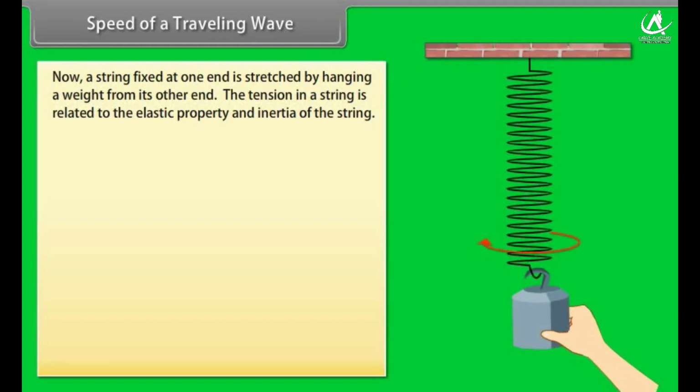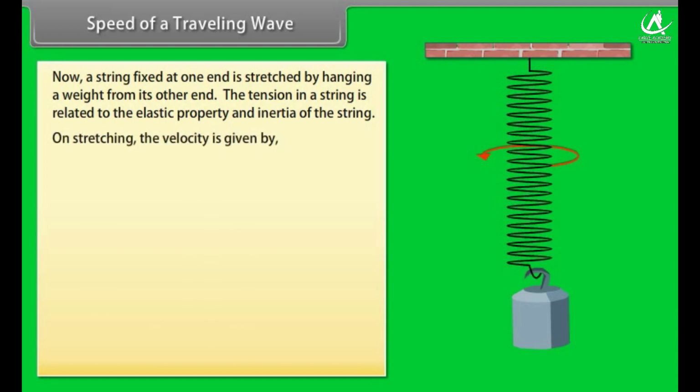Now, a string fixed at one end is stretched by hanging a weight from its other end. The tension in a string is related to the elastic property and inertia of the string. On stretching, the velocity is given by c is equal to under root T upon pi r square rho. Here, r is equal to radius of the string, and rho is equal to density of the material.